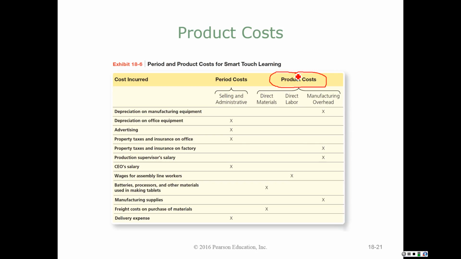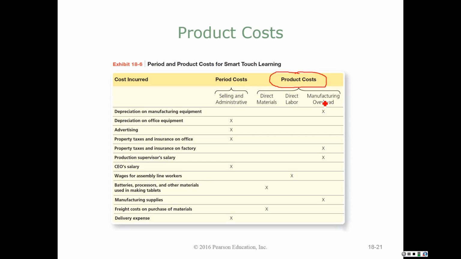They will end up on our balance sheet because the cost of our inventory stays on our balance sheet until we sell it. And so once again, what are those costs that end up on our balance sheet? Material, labor, and overhead.